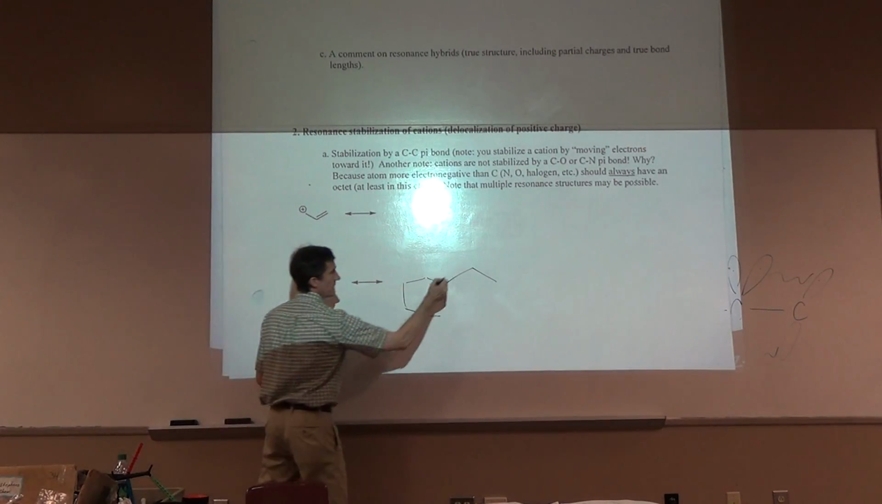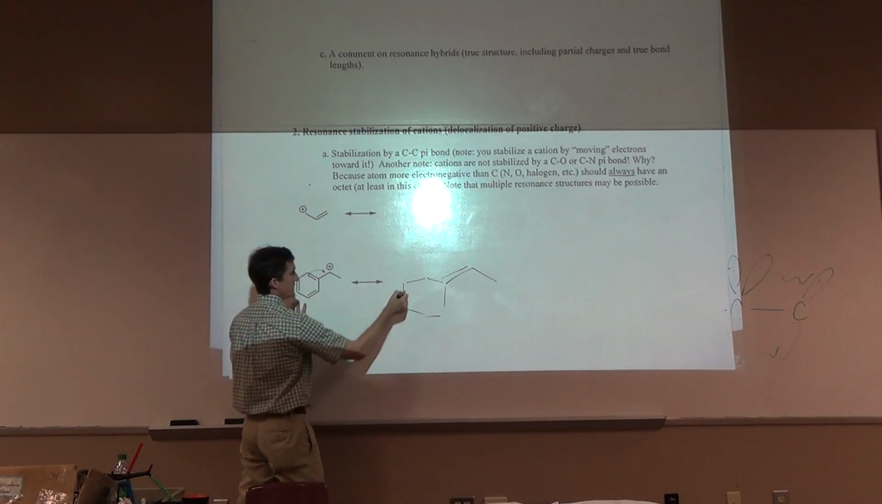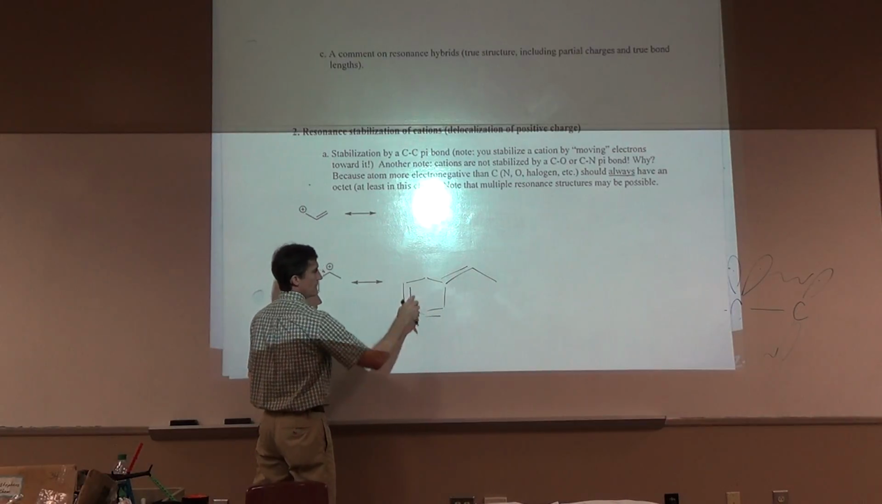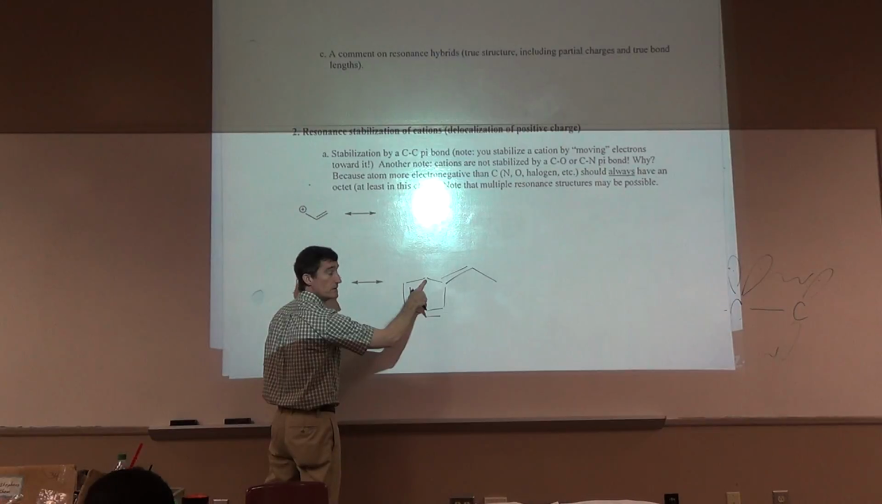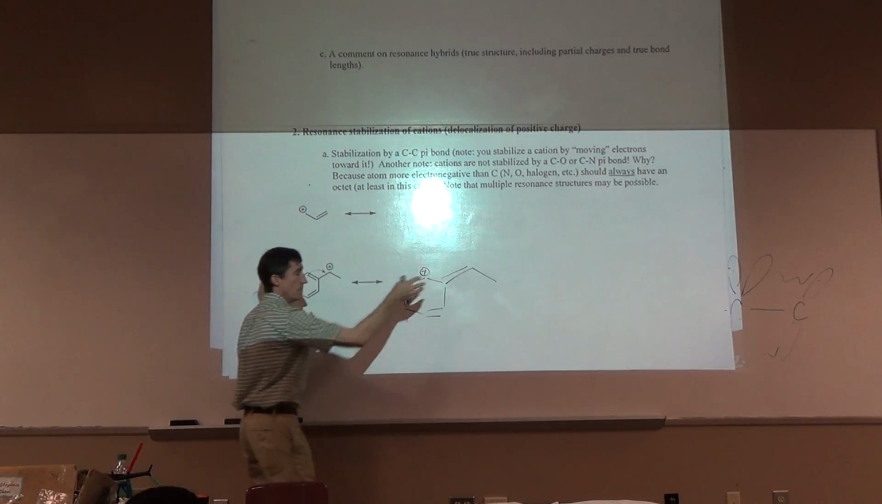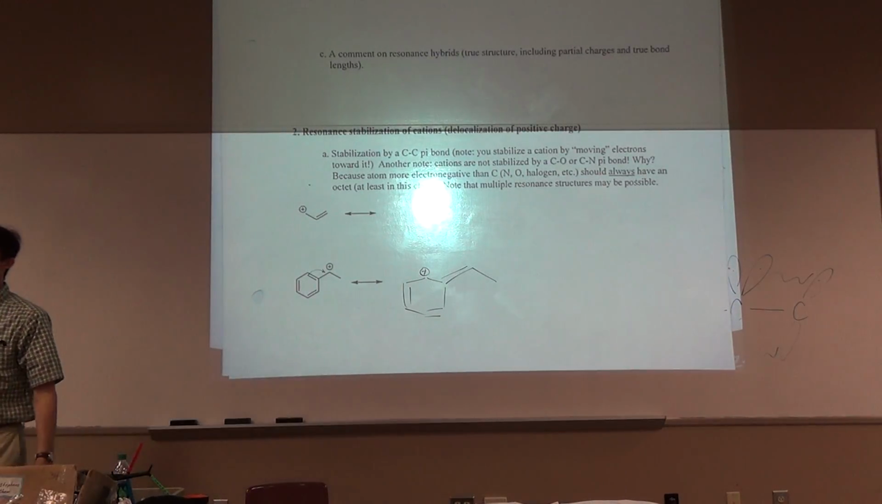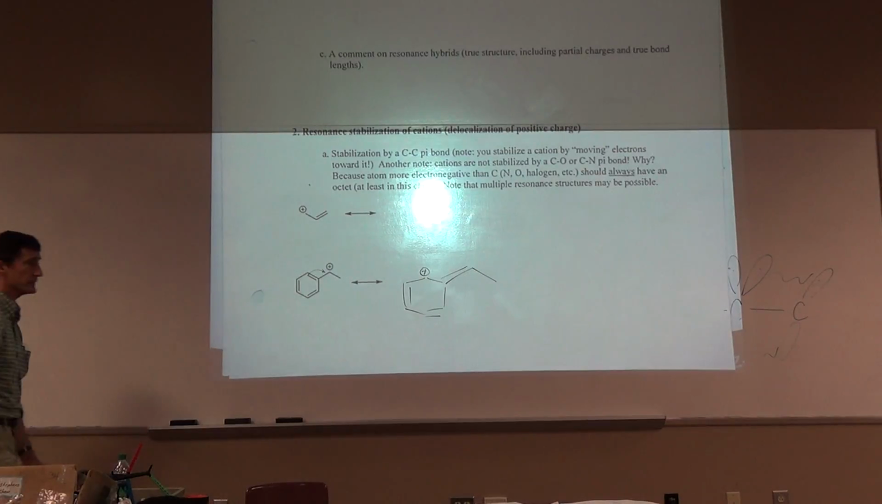Boom, we now have a pi bond over here. We didn't do anything here or here. What do we show here? That carbon lost a bond. Positive charge. There's a resonance structure. It's an alternative Lewis structure where all we move is pi electrons.